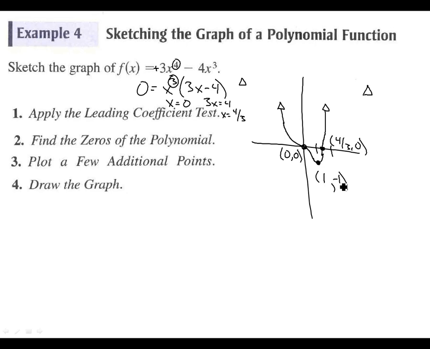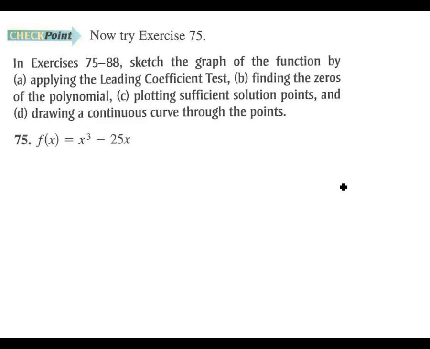All right, all the important pieces are on our graph, and we are ready to go. So remember, 4 steps: leading coefficient test, zeros, additional points like minimums or turns, and then we draw it. So do that on 75 and make it look nice and pretty.